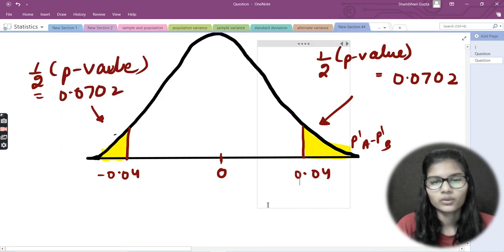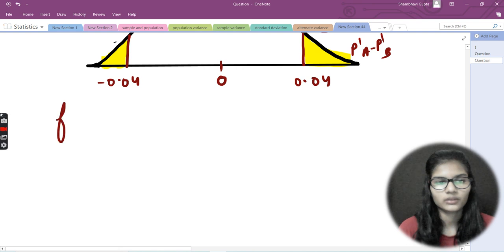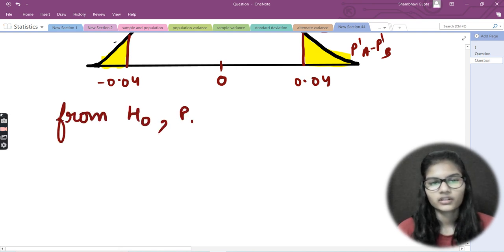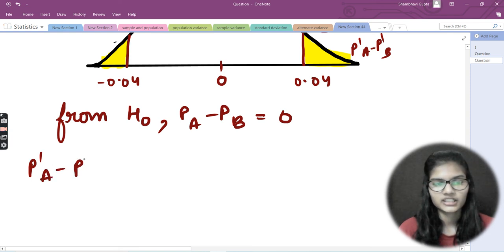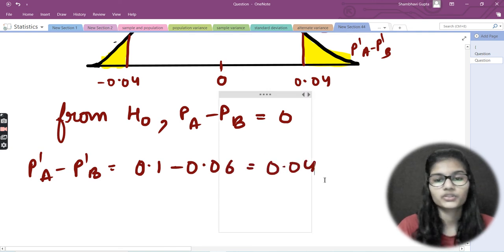Now if I talk about the null hypothesis, H naught, that would be pA minus pB is equal to 0, right? Now if we work out p dash A minus p dash B, what was p dash A? That was 0.1, and p dash B was 0.06. So the difference is around 0.04, right?